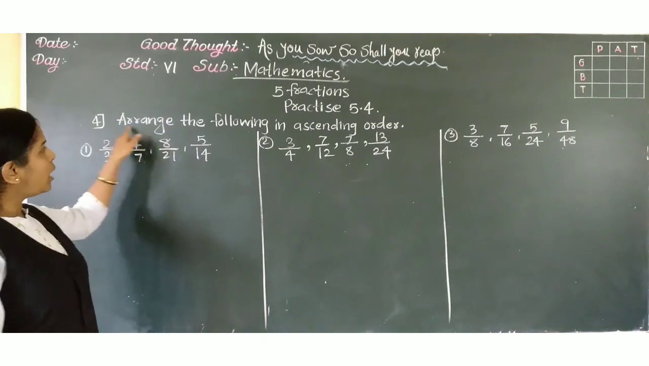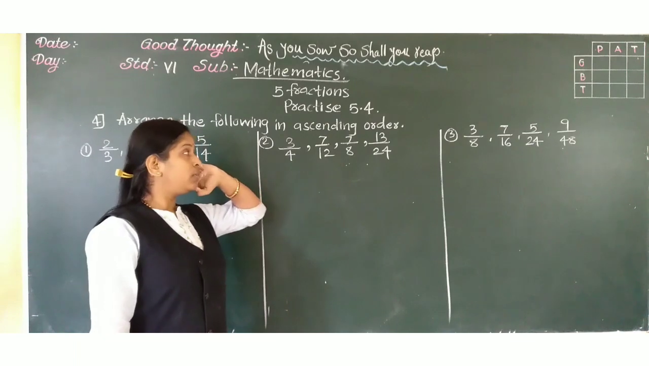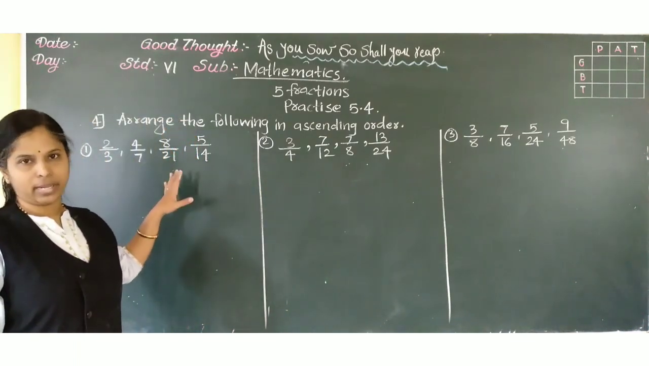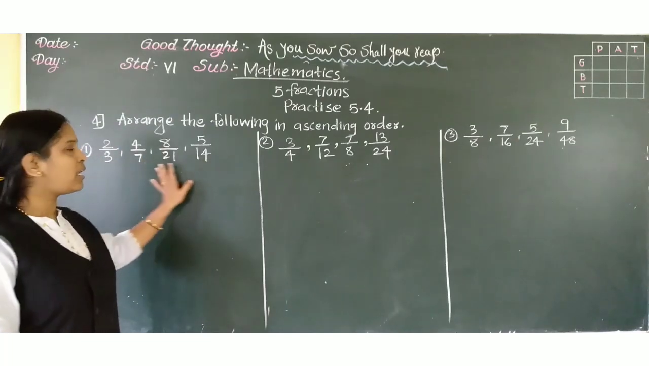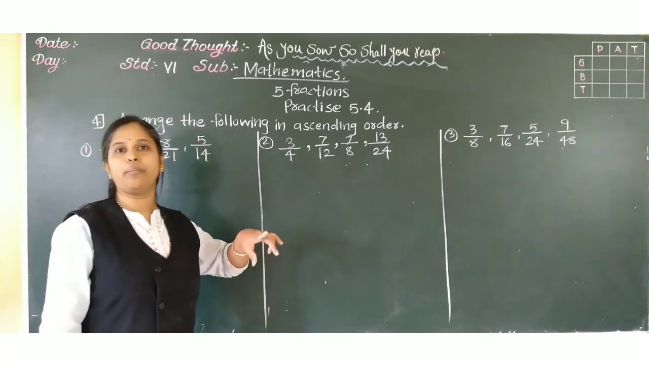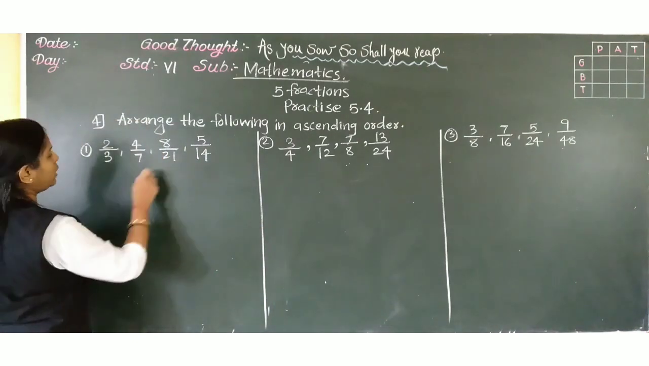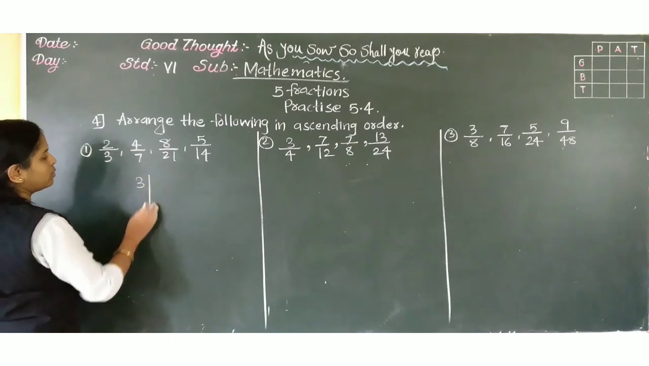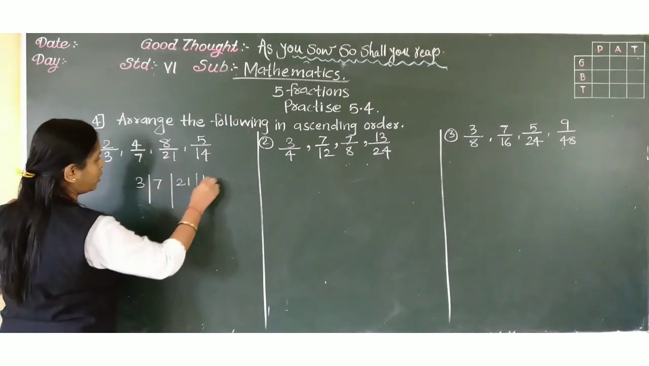Question number 4. Arrange the following in ascending order. Okay. Now, for that we have to compare. Correct. So, what are the steps? Now, all these are unlike fractions. So, first we have to find out the LCM of the denominators. So, let us take all the denominators: 3, 7, 21 and 14.